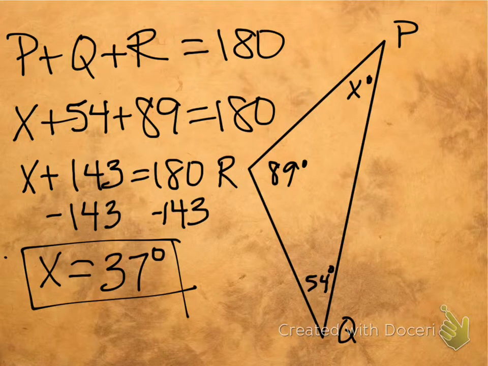So an example of this, using some actual numbers: if we have angle P, angle Q, and angle R, we need to realize that no matter what, they're going to equal 180 degrees altogether. So angle P is given the value of x, Q is given the value of 54, and R is given the value of 89. So x plus 54 plus 89 equals 180. 54 plus 89 is 143. So x plus 143 equals 180. In order to get x by itself, we subtract 143 from both sides, and we end up with x equals 37 degrees.